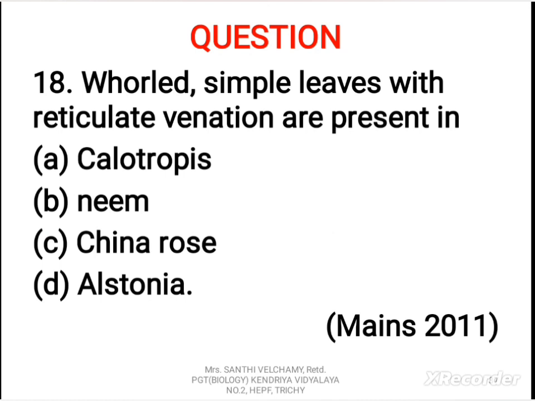18th question: whorled simple leaves with reticulate venation are present in A. calotropis, B. neem, C. China rose, D. alstonia. The correct answer is alstonia. In alstonia, 5 or more leaves arise from each node. It shows whorled phyllotaxy. The leaves are leathery, sessile, simple, elliptical or ovate or wedge-shaped at the base. It is used in traditional medicines and all.